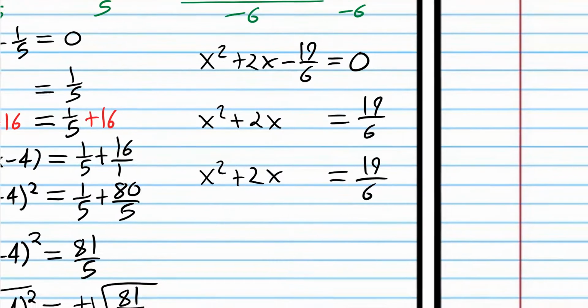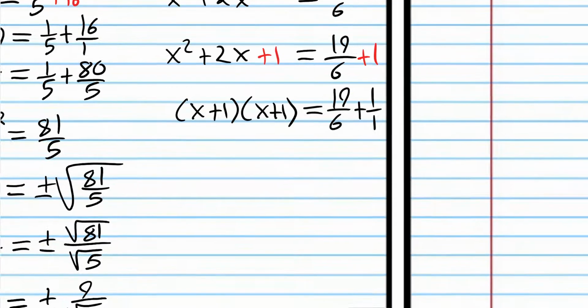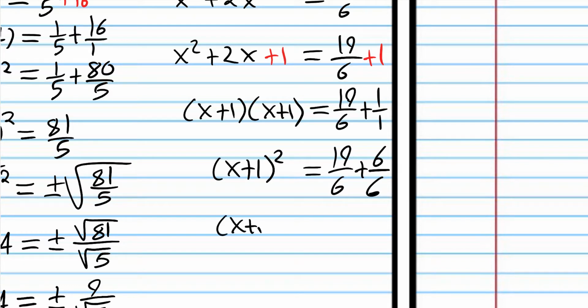And then we're going to take 2 divided by 2 and then square it, and now we get 1. That completes the square. Now we've got a perfect square over here. 19 over 6 plus 1 over 1. Multiply both sides of that fraction by 6, and we get 6 over 6. Now we can add those together, combine this into power notation, and we get 25 over 6.